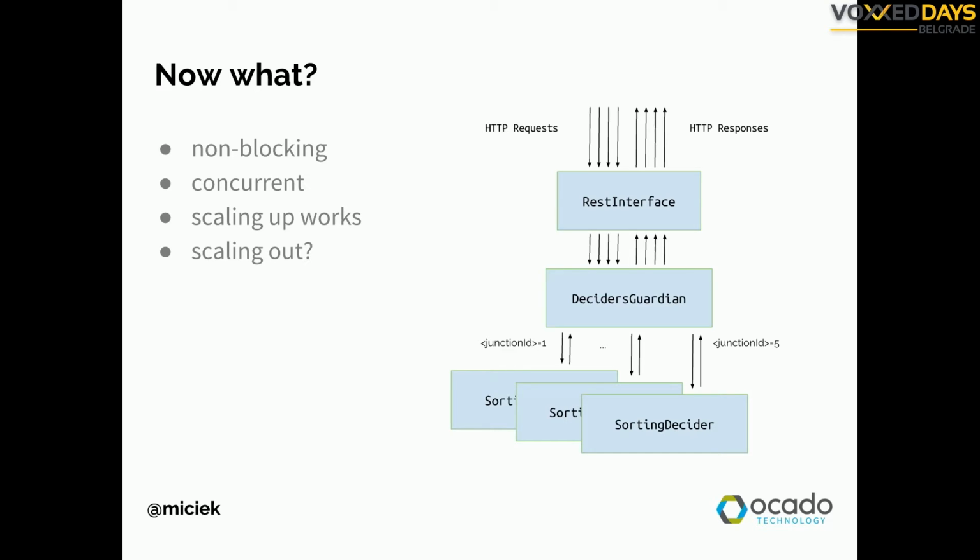So we have a non-blocking solution, which is concurrent. It scales up because whenever we add new cores, many more threads will be created at once, and we can use that in Akka. What about scaling out? What if we don't want to buy new cores, we just want to add a new machine with the same performance characteristics as the previous one? Does that work, in your opinion?